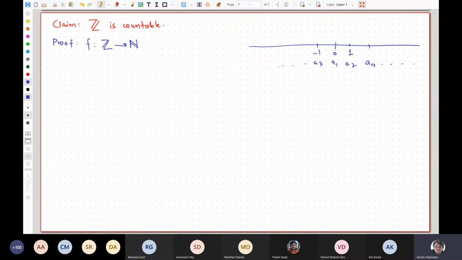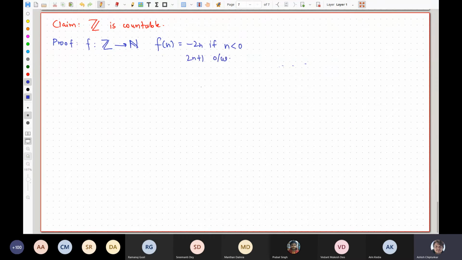There is something on chat. Let's see what Tanmay has said. Tanmay says let us define f of n equal to minus 2n if n is less than 0, and otherwise 2n plus 1. Sounds good. Yes, Tanmay, very nice.